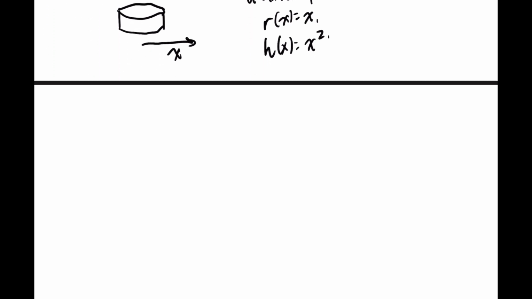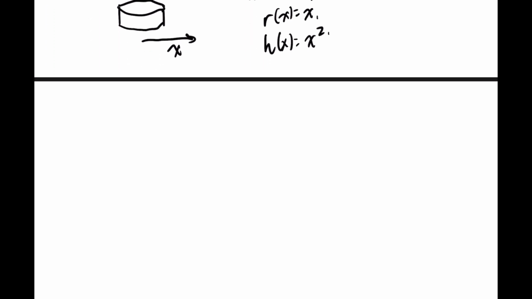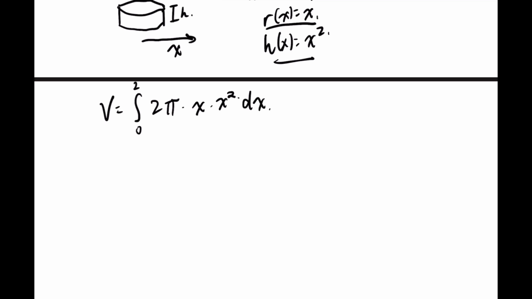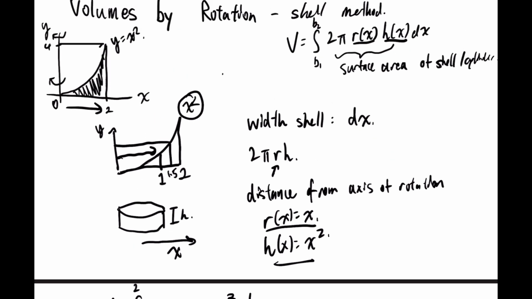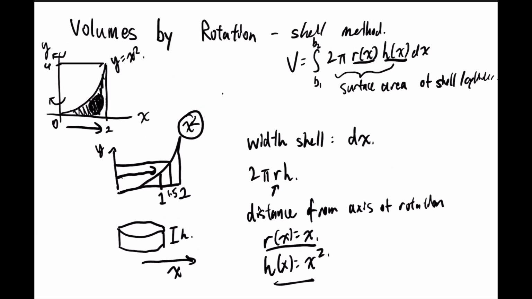With all of this in mind, we can now calculate the volume as the integral from 0 to 2 of 2 pi. The radius we said was x. Our height of the cylinder, remember, the height is x squared, dx. Right, and this would give us the overall volume of this shaded region rotated around the y-axis.